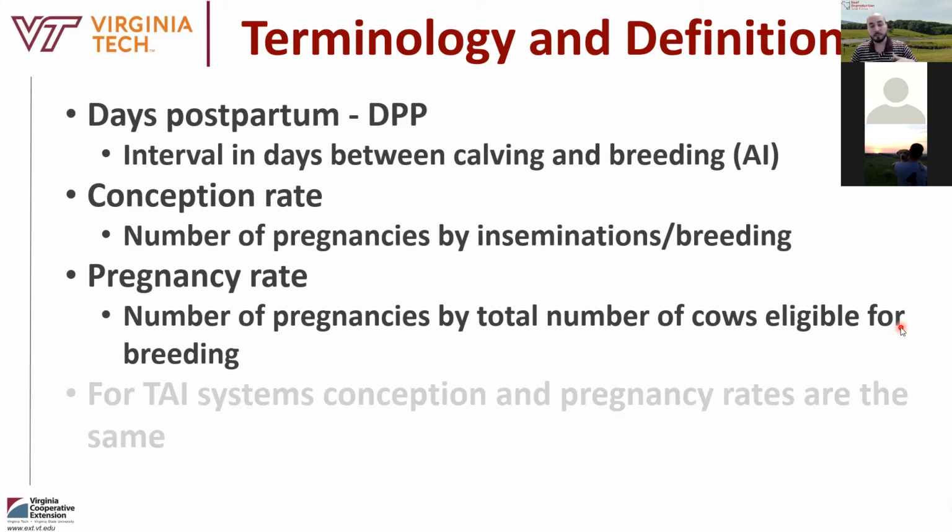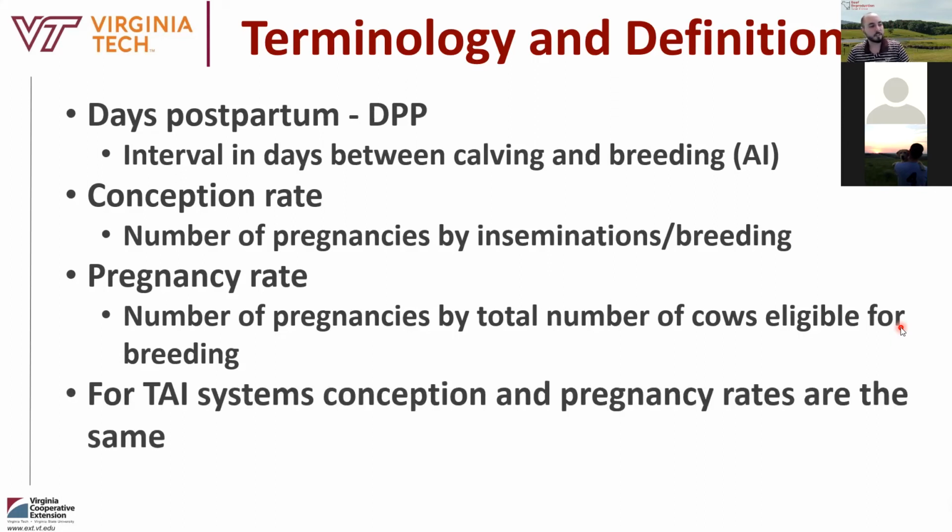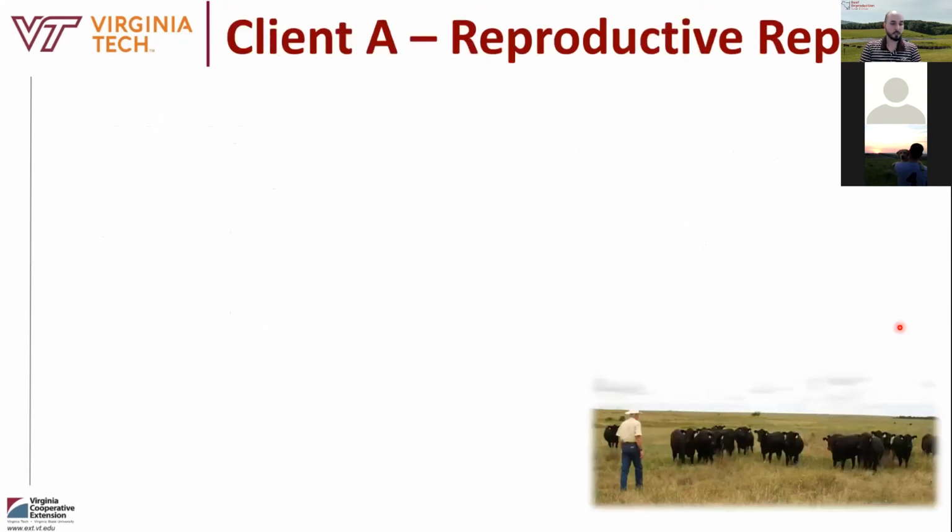And a lot of times, especially for clients that are using fixed time AI, conception rate and pregnancy rate are really the same thing, because you're synchronizing all the cows, so they're all exposed to AI. So conception rate and pregnancy rate are really the same thing. But I think it's important that we understand this, so that when we're looking at data and presenting data, we really talk about the same thing. So just to illustrate some things that I think are important.